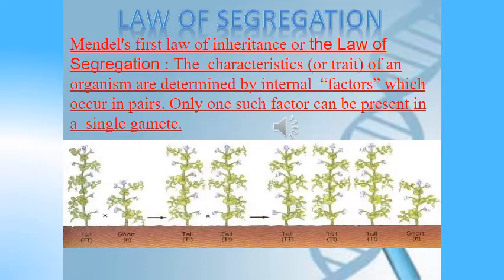Now let's talk about the first law, that is the law of segregation. Mendel's first law of inheritance, or the law of segregation: the characteristic or trait of an organism is determined by internal factors which occur in pairs. Only one such factor can be present in a single gamete.